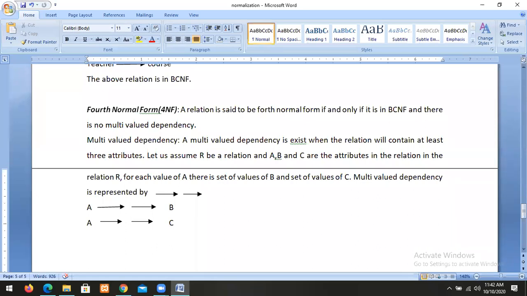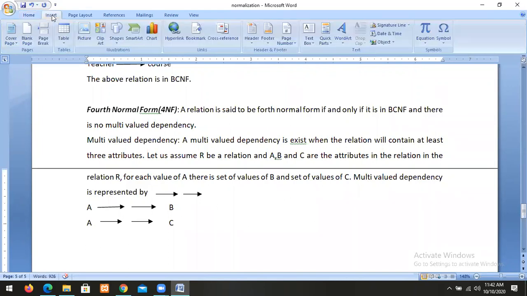So what is multi-value dependency? A multi-value dependency exists when a relation contains at least three attributes. So let us assume that R is a relation and A, B, C are the attributes in the relation R. For each value of A, there is a set of values of B and a set of values of C, then it is called a multi-value dependency.